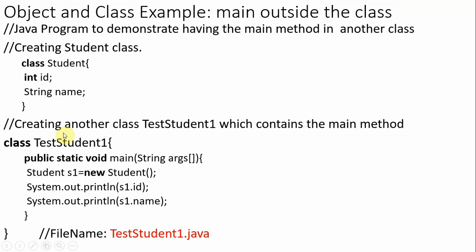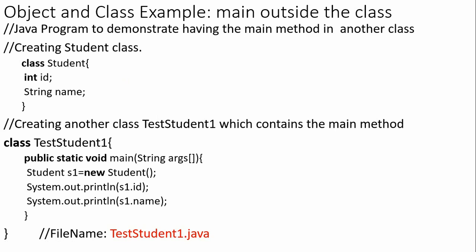But what about this one? What name can we use for executing? Whether the Student class or TestStudent1? There is no need for any confusion. Wherever you find a main method, even if you have hundreds of classes and hundreds of methods, that is not the thing. Only one main method is there in any program.